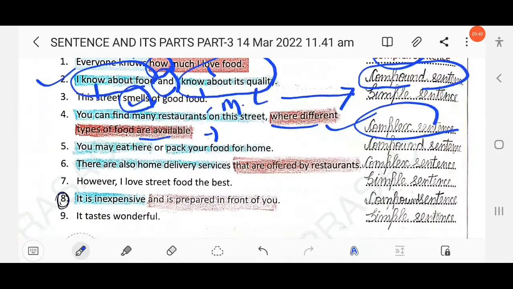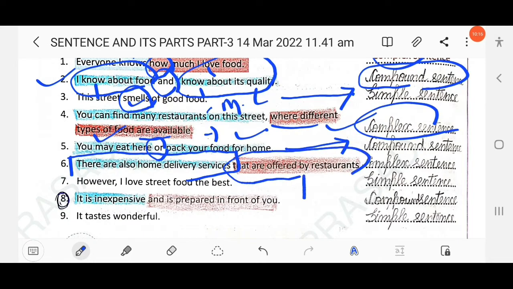Clear? Then next here: you may eat here or pack your food for home. This is a compound sentence. So why? Because there is use of a coordinating conjunction and there are two main clauses. You may eat here, or pack your food for home. So this is a compound sentence. Then next here: there are also home delivery services that are offered by restaurants. This is a complex sentence. So why? There is only one main clause. There are also many home delivery services. This is the main clause, and the dependent clause is that are offered by restaurants. So this is a complex sentence, right?